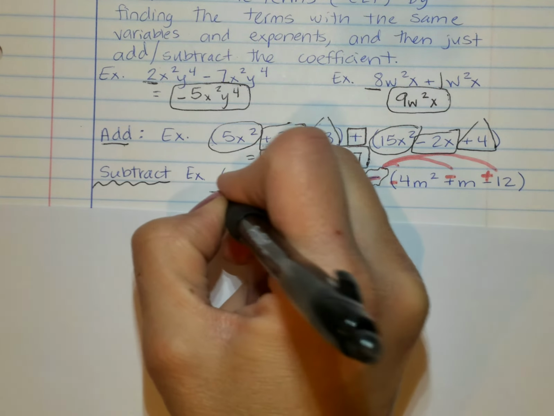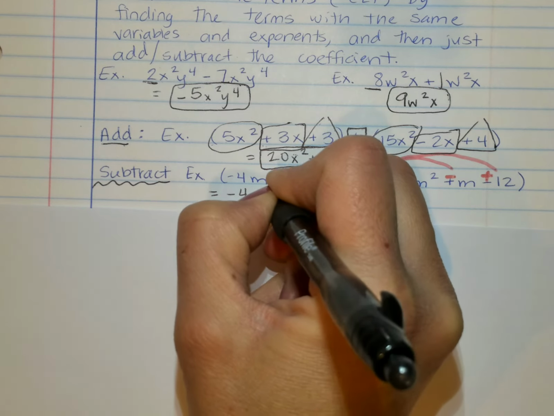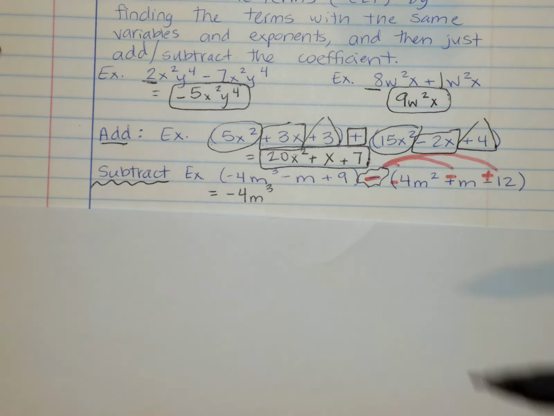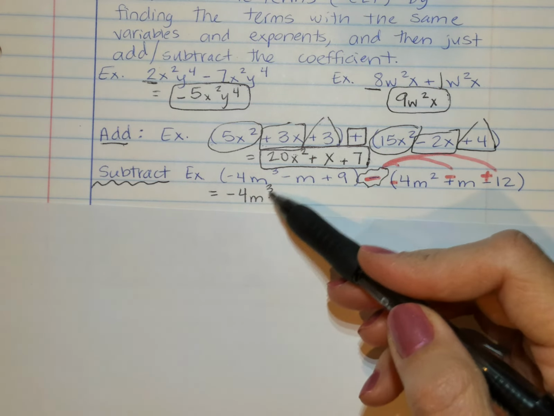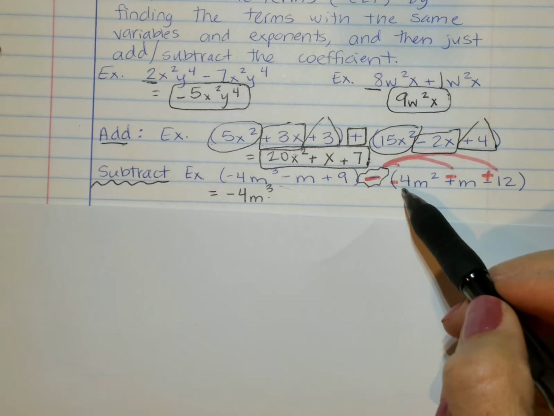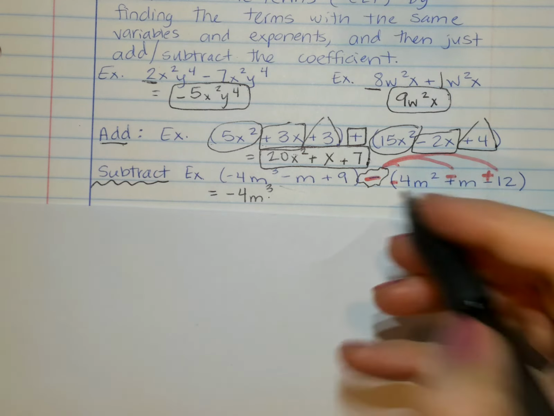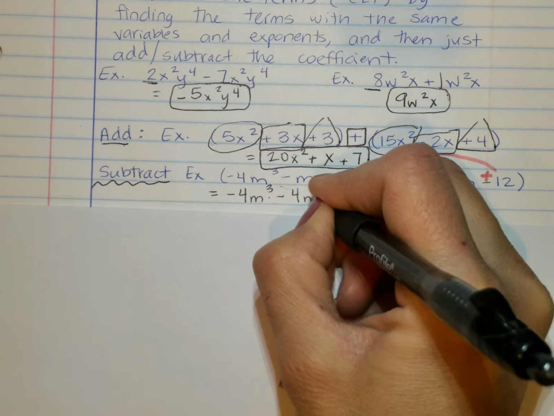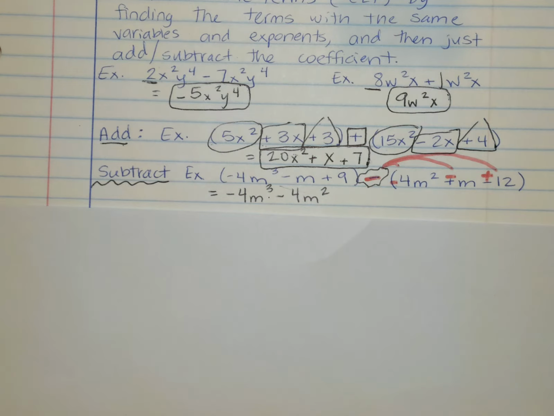So let me write my final answer. So that one stays the same, negative 4m to the third. I want to go in order. My next term would be an m squared. There isn't an m squared here, but there is here. It was positive, but then that minus sign switched it to be a negative 4m squared.